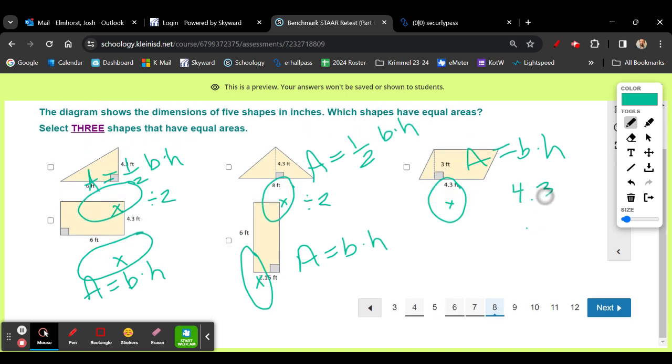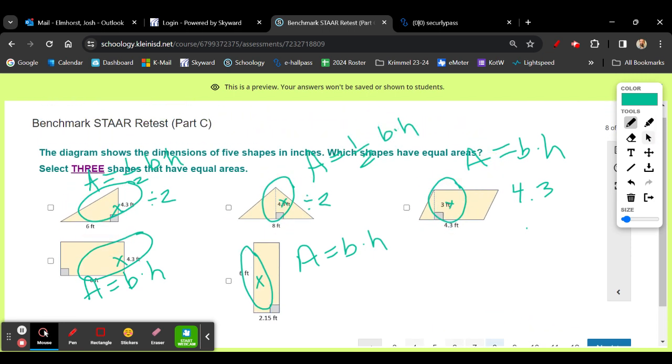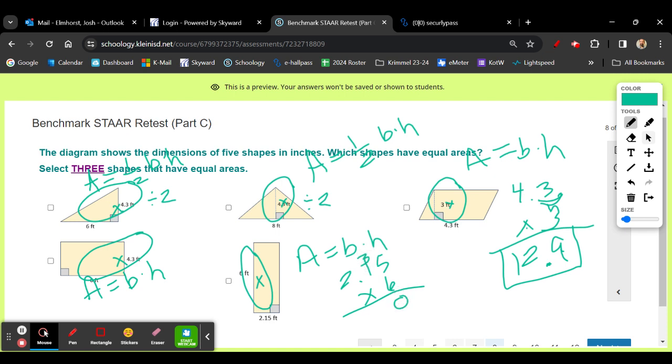So 4.3 times 3, so that's going to give us 9, and then 12. Move the decimal over one spot. So this is the area here, and we have 2.15 times 6. 6 times 1 is 6 plus 3 is 9, and then 2 times 6 is 12. 1, 2, 1, 2. So these two are equal.